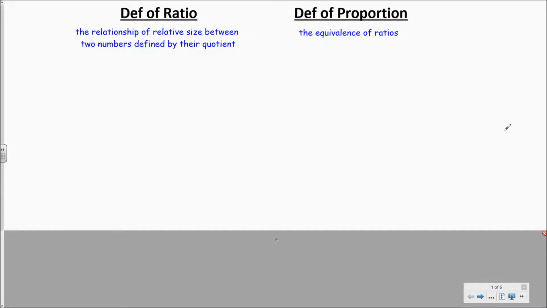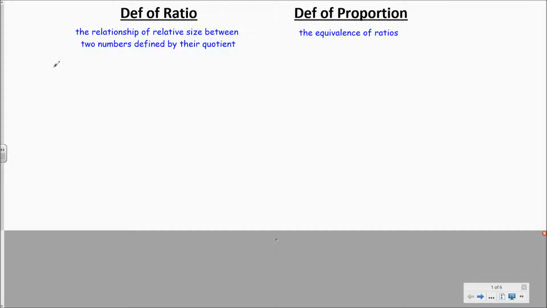In this video, we're going to look at ratios and proportions and some of the fundamental properties of proportions. So before we get into that, let's go through a quick review of what a ratio and proportion actually is, as these two terms are often confused. A ratio is just a relationship of relative size between two numbers, and that's defined by their fractions.